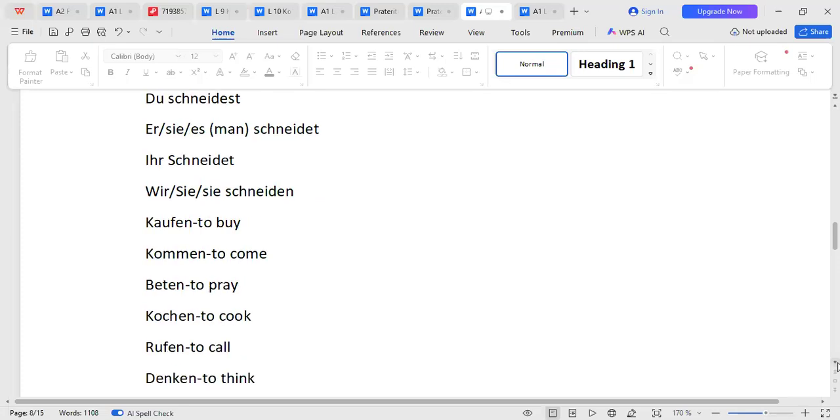Kaufen, you know you can do kaufen. Kaufen is to buy. Ich kaufe. Du kaufst. Sie, es, man kauft. Ihr kauft. Wir, sie kaufen. Kommen is to come. Ich komme. Du kommst. Sie, es, man kommt. Ihr kommt. Wir, sie kommen. Kochen, you know kochen. Ich koche. Du kochst. Sie, es, man kocht. Ihr kocht. Wir, sie kochen. Very, very simple.